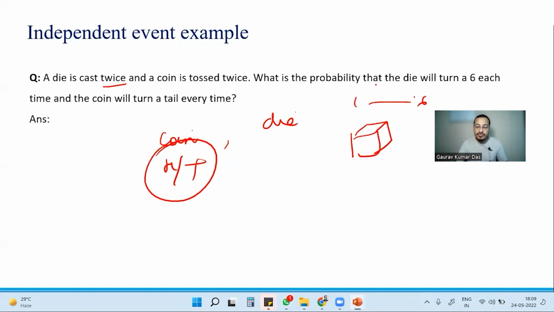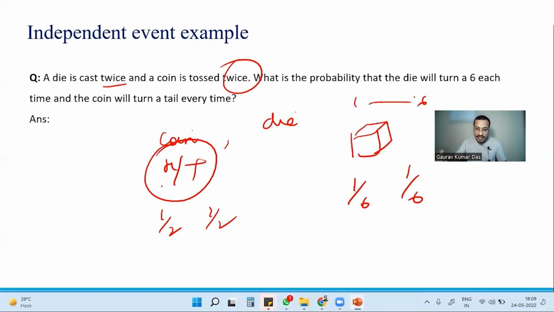So the probability the die will turn a 6 each time. Each time means how many times you are tossing it? Twice, right? So both times it should turn a 6, and the probability of getting a 6 each time is 1 by 6. Just like the probability of getting a tail in one coin toss is 1 by 2. And tossing it 2 times, there will be 2 halves and 2 one-by-sixes. But they're saying both times it should give the same result.